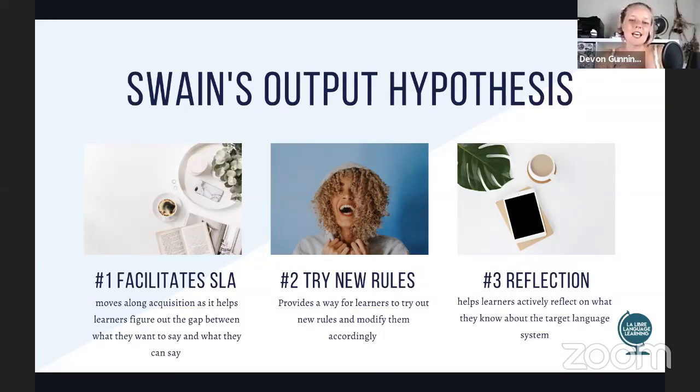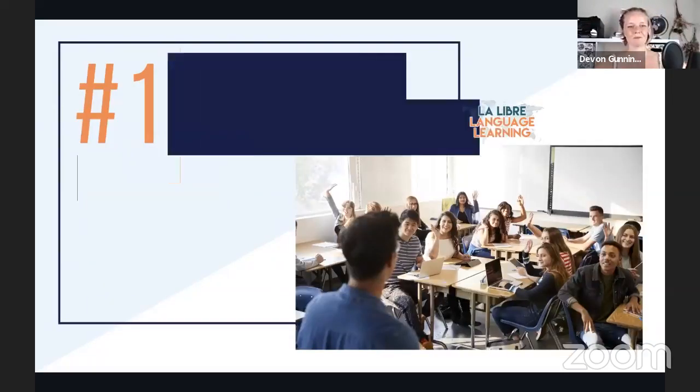Number two is that it helps students try new rules. It provides them a way to try things out and maybe modify them accordingly, especially if they're writing. It gives them some time and space to do that. And then number three, reflection. How many times have you been trying to get a sentence out in your L2 and you've realized as you were doing this, you're like, I need to bookmark. I need to go back and look up that word, or I need to figure out what that thing is, or I just don't remember that past participle. It helps people actively reflect on what they do know about the target language system and where their gaps are.